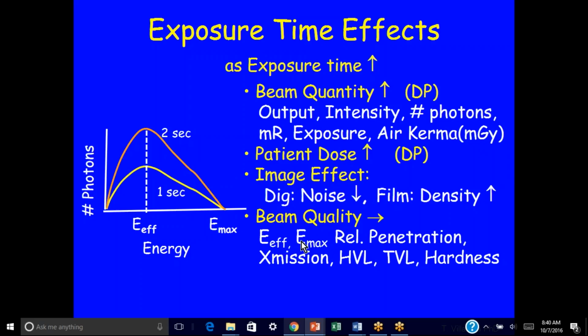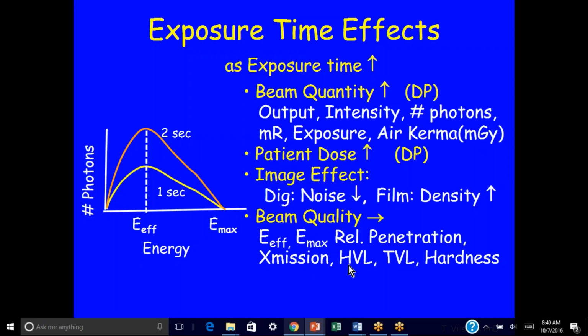Okay, is there any change in the energy distribution when you increase exposure time? No, there is no change in Emax. There's no change in E effective. So notice I give a parallel arrow, meaning no change. No change in penetration. Another word for penetration is transmission. Another term that we use to indicate the concept of penetration, the ability of the photons to get through the patient or through any type of material.